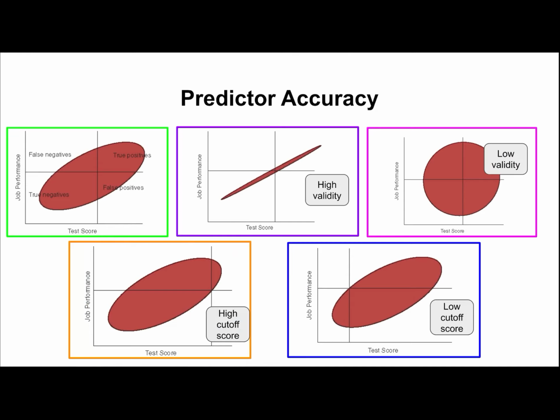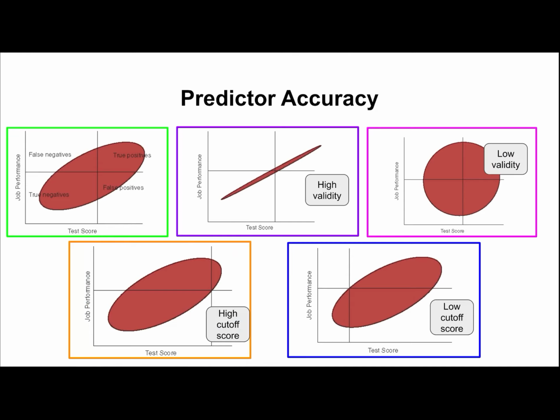On the bottom right-hand quadrant, still looking at the graph with the green square around it, are the false positives. False positives are people who scored high on their tests, high on their selection methods, but then they didn't do well on the job. It was a false positive. They looked good, but they weren't good.